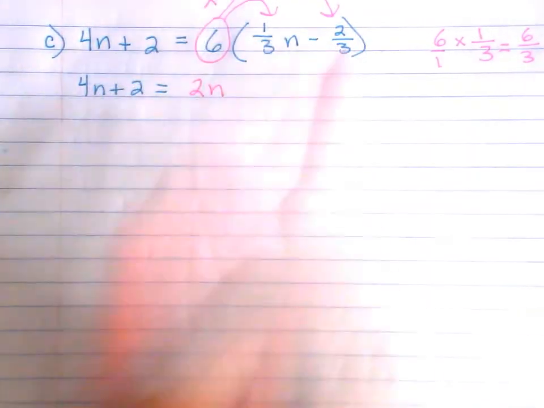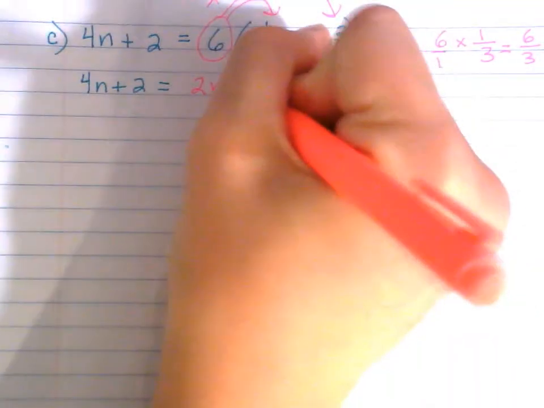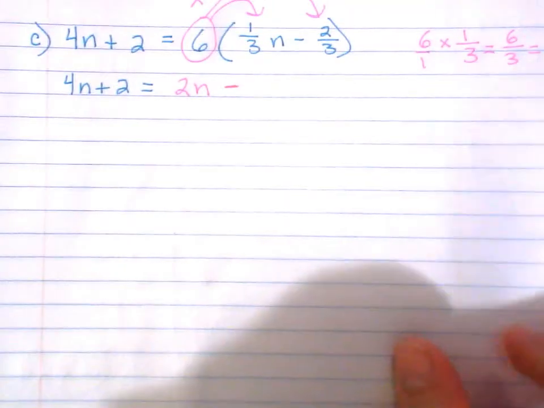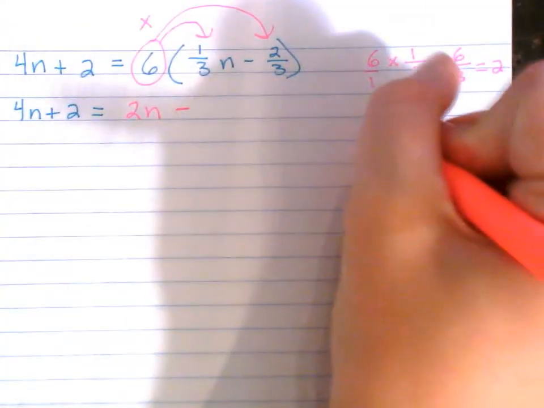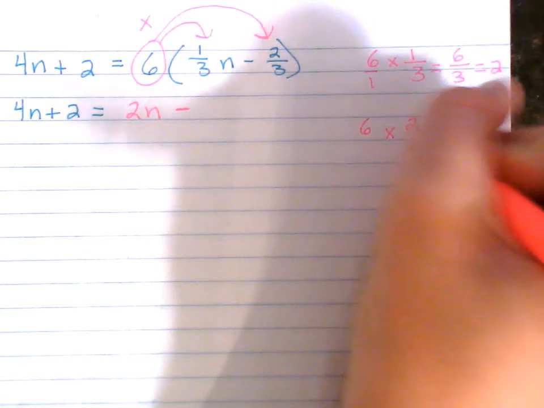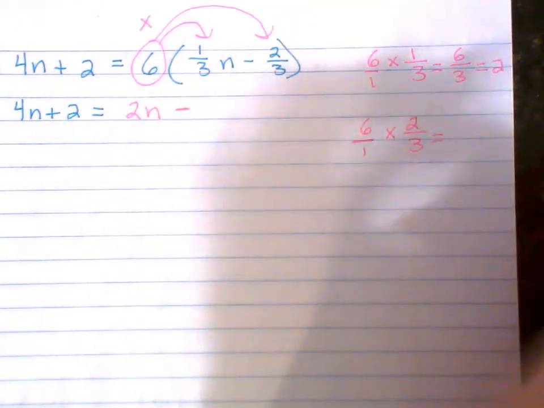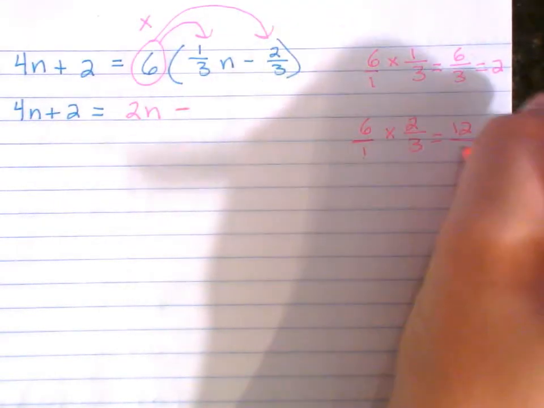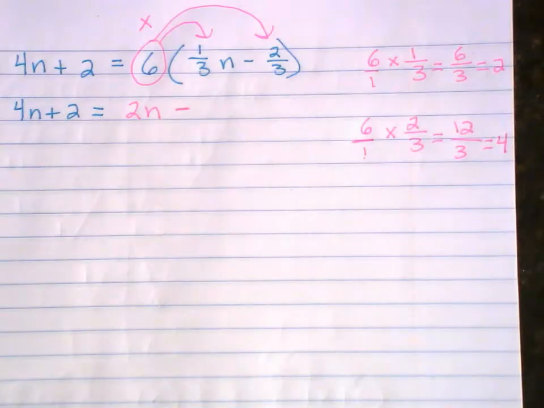Positive 6 times a negative 2/3. Positive times a negative is a negative, so it's going to be minus 6 times 2/3. So we can do it by hand again. 6 times 2/3. That 6 is over an invisible 1. 6 times 2 is 12. 1 times 3 is 3. 12 divided by 3 is 4.